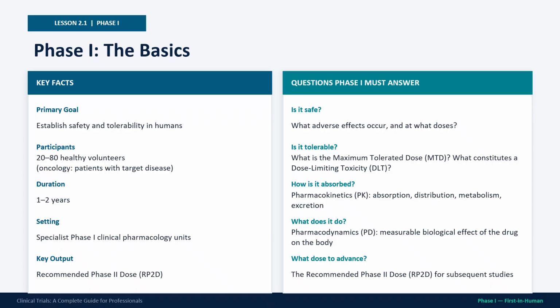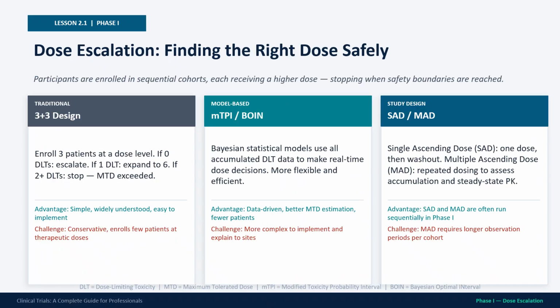5 critical questions must be answered by the end of Phase 1. Is it safe? Is it tolerable? How does the body absorb and eliminate it? What biological effect does it produce? And what dose should be carried forward into Phase 2? The defining feature of Phase 1 is dose escalation, starting at a low, safe dose calculated from preclinical data and carefully moving upward, cohort by cohort.